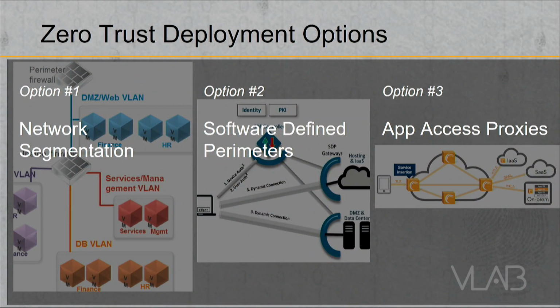Three ideas. I just plant quick seeds here. When we talk about zero trust deployment options, and I'm going to ask this question, there's sort of three schools of thought. Network segmentation, which is different than software-defined perimeters, which is different still from application access proxies. So is there a right way? Is there a wrong way? Is there a first way? Is there a fourth way? We're going to talk about that tonight.